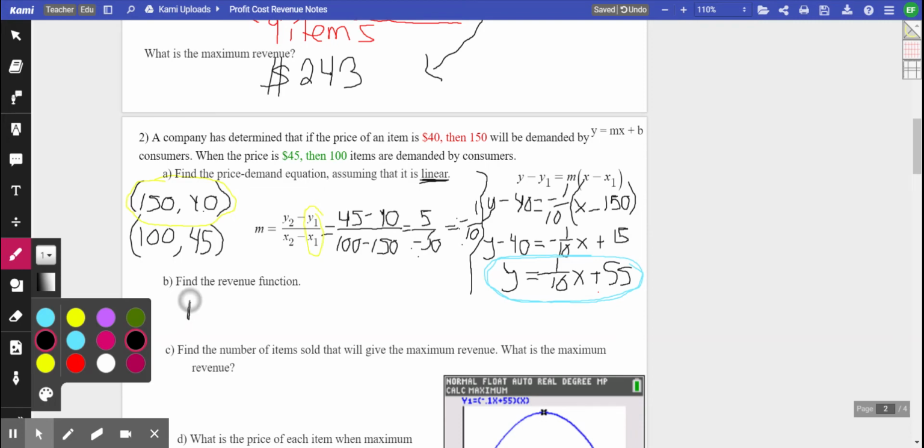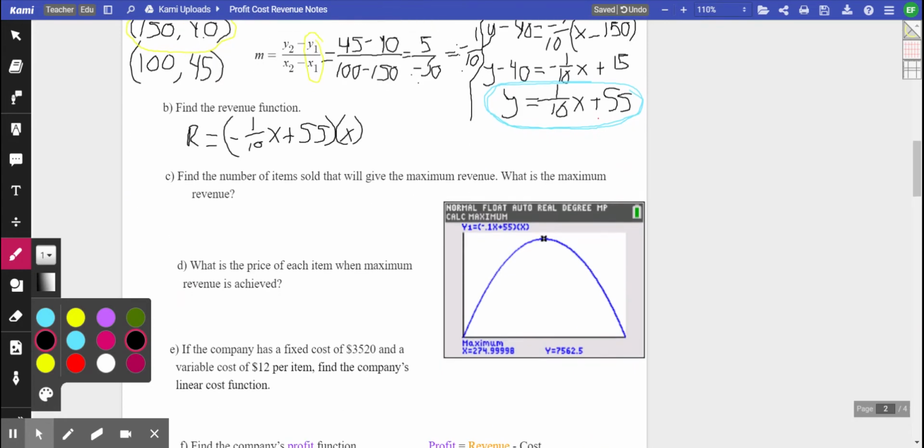So our revenue function, we'll call it R, is going to be equal to my P from the prior, multiplied by x. So you can go ahead and leave it as is. That's actually what I did when I plugged this into my calculator. Or you can choose to distribute if you'd like. Either one is totally fine.